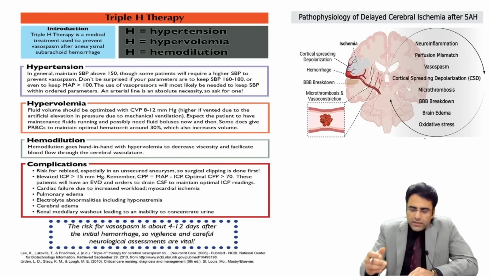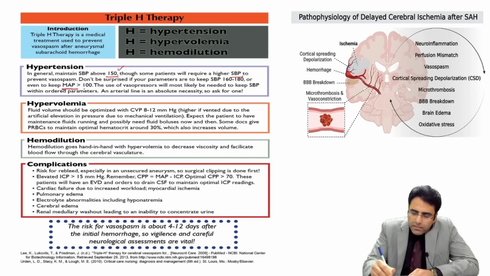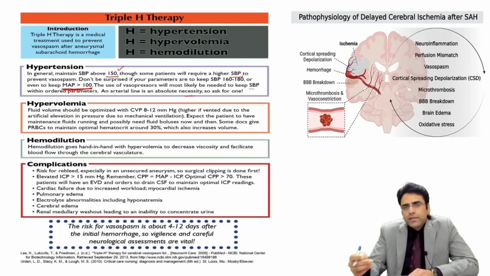So hypertension in general, we have to maintain the systolic BP above 150, though some patients will require a higher systolic BP to prevent vasospasm. It has to be maintained to more than 150 systolic BP, and mean arterial pressure has to be maintained to more than 100. The use of vasopressors will most likely be needed to maintain this systolic BP. Clear? An arterial line is absolutely necessary to maintain it.